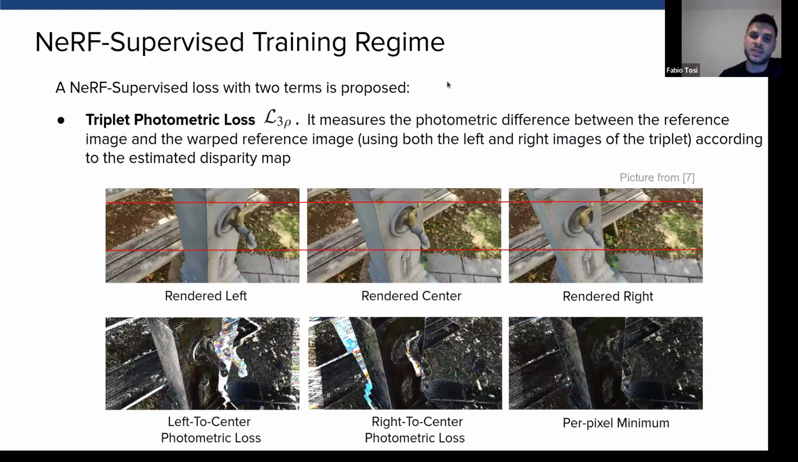And then the network is trained using a combination of two losses, a triplet photometric loss that just measures the photometric difference between the reference image and the warped image, using both the left and the right images of the triplet according to the estimated disparity. And we use a triplet photometric loss using three perfectly rectified images, because it allows for alleviating the problem at occluded regions that is typically characterizing the photometric loss between just a stereo pair between the left and right images.